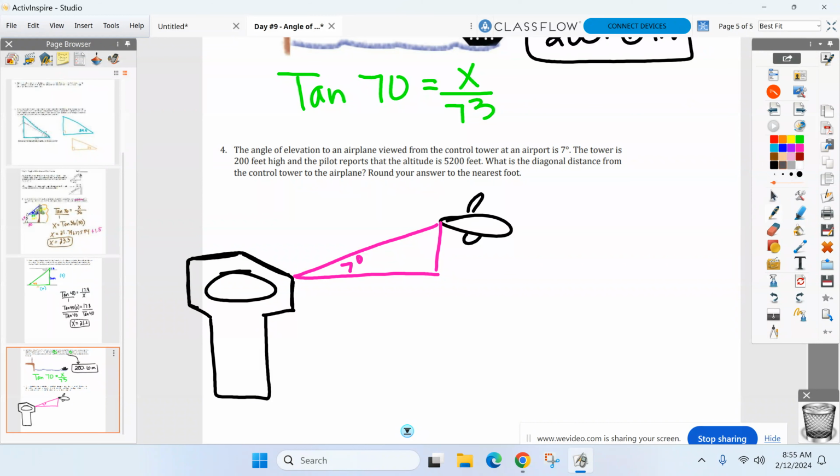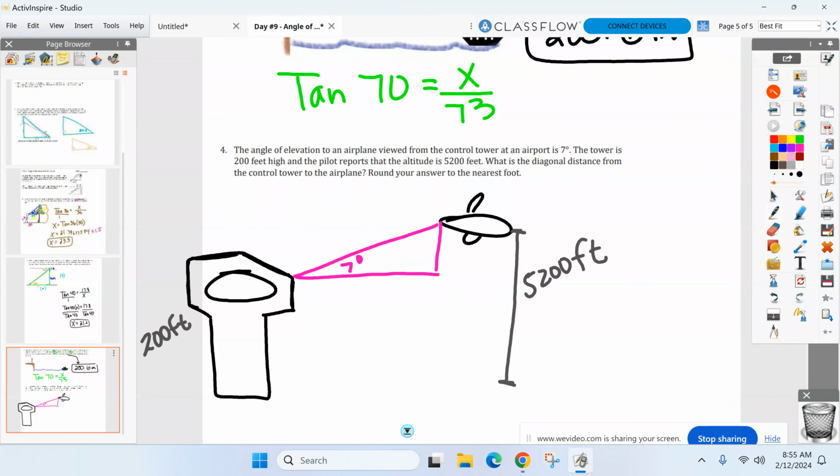All right, a couple other things. The control tower is 200 feet high. Here's the vocab I wanted you to go over. The altitude is 5,200 feet. That means the plane is directly above you from where you are on the ground. So here's the plane directly above you to the ground right here. This distance is your altitude of 5,200 feet. Altitude is always wherever the plane is, directly down to the ground. That's how far above the ground it is. So 5,200 feet.